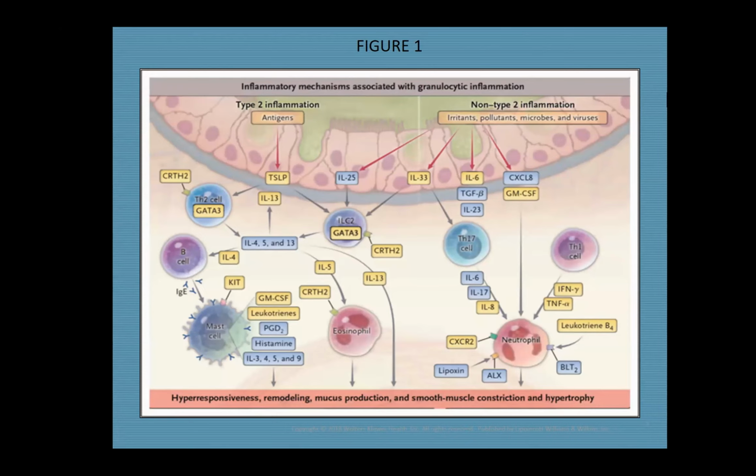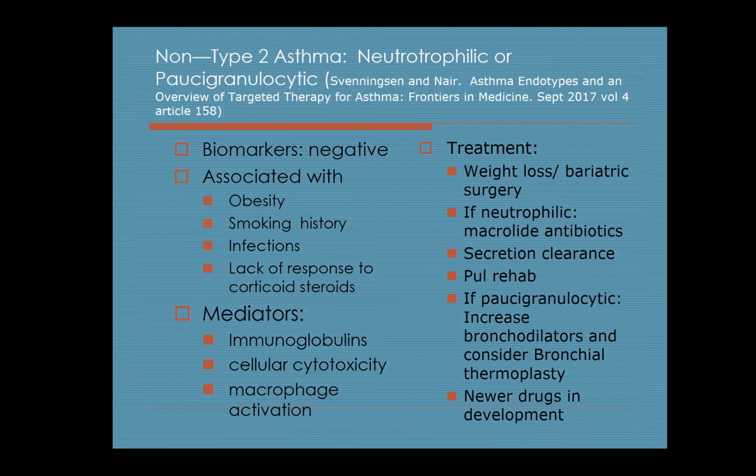Those patients who have non-type 2 inflammation, who we don't know how to really give good treatments, are reacting to irritants, pollutants, microbes, viruses, and they have a different cascade. The center of this cascade is the neutrophil, or sometimes they don't have any cells in their airway biopsy. So this is a different group. This is your non-Th2 group. So what are we going to do with our non-Th2 neutrophilic or paucigranulocytic patients? Well, first off, we're going to try to identify them.